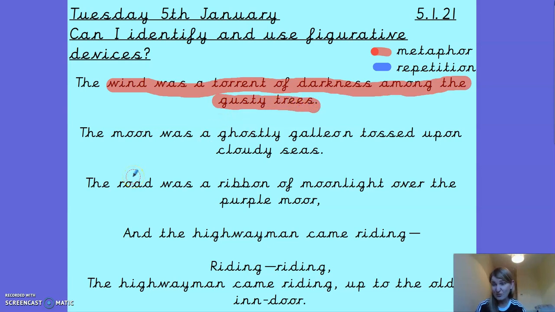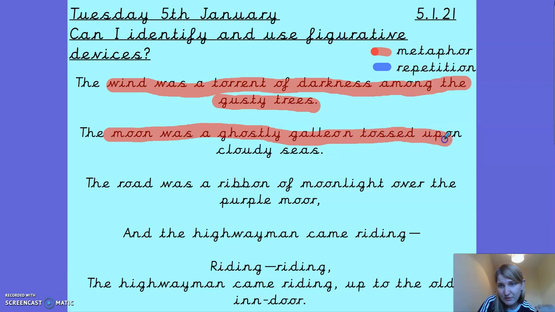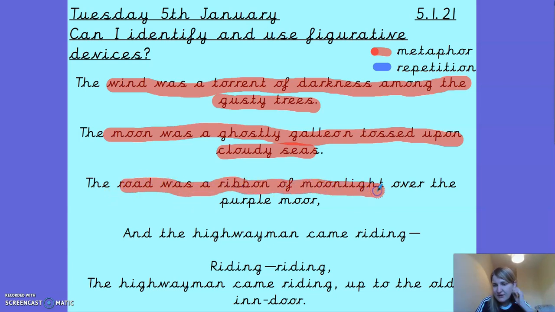Okay. Again, we look at the second one. The moon was a ghostly galleon tossed upon cloudy seas. Now, yesterday we spoke about the fact that a galleon is kind of an old Spanish pirate ship. Is the moon actually a Spanish pirate ship? No, we're saying it is because we're imagining it sailing or floating through the sky. So again, the moon was a ghostly galleon, and then we've extended it by saying what the ghostly galleon was doing, tossed upon cloudy seas. The road was a ribbon of moonlight. Again, is the road a ribbon? No, but I think it creates that really cool idea of this complete darkness and then the mystical light of a road breaking through that darkness over the purple moor.